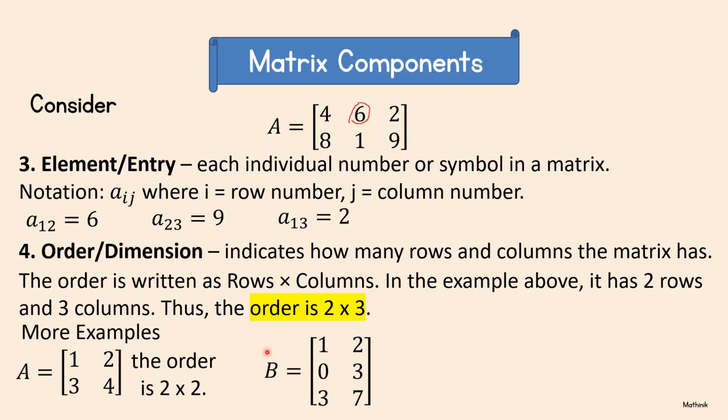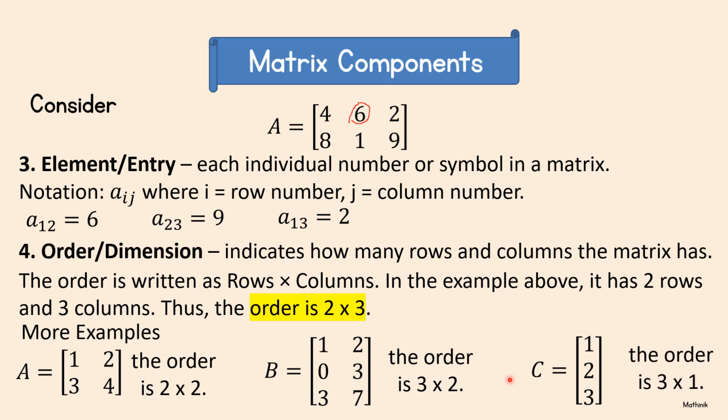In this example, the rows are 1, 2, and 3, and the columns are 1 and 2. So therefore, we have 3 by 2. Another example, here the rows are 1, 2, and 3. Then the number of columns is 1. So therefore, we have 3 by 1.